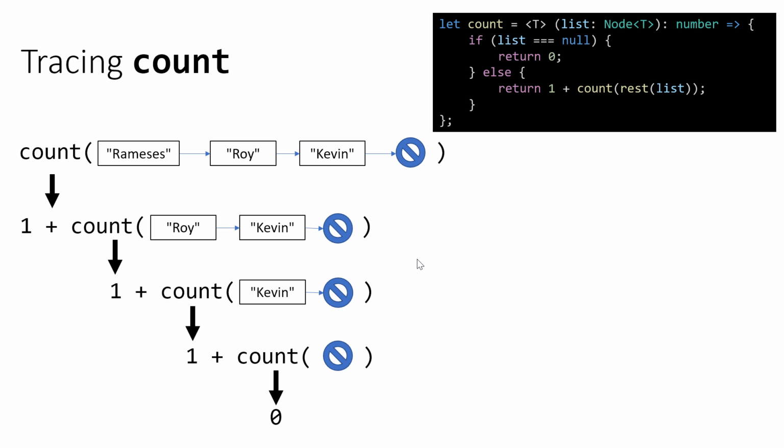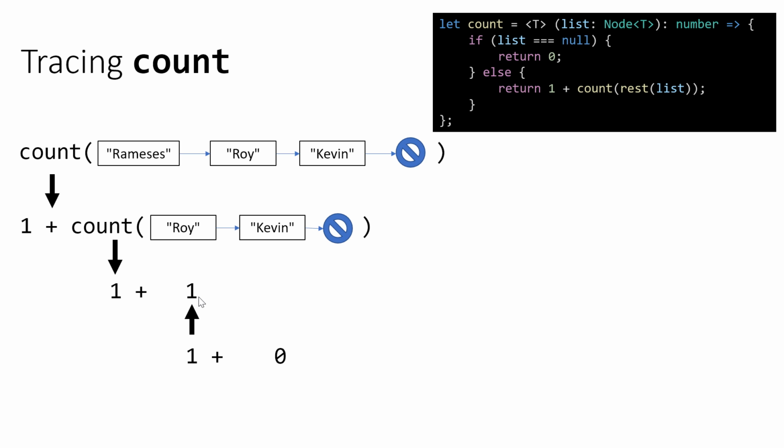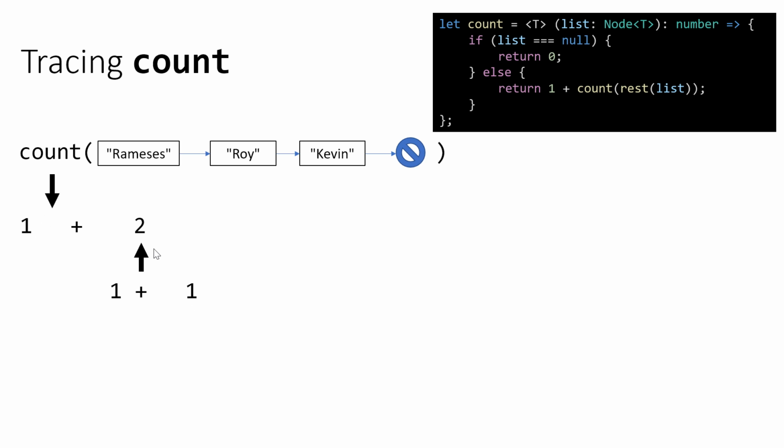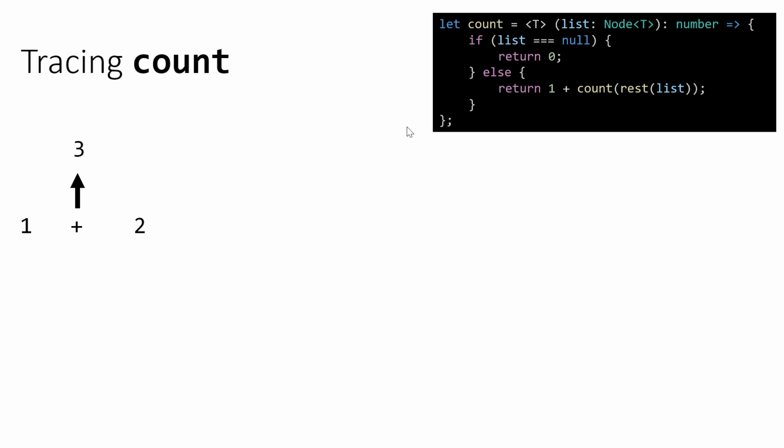And once we reach the base case, that value is going to be returned back up, substituting for the function call. So 0 would replace the function call where we called count with the empty list. And now 1 plus 0 would be returned back to the call where we just called it with the list of Kevin. 1 plus 1 would be 2, which would return to where we came from before. And then finally, 1 plus 2 would be 3. And this would be the ultimate result of calling this function count with a list that had 3 nodes in it, followed by null.